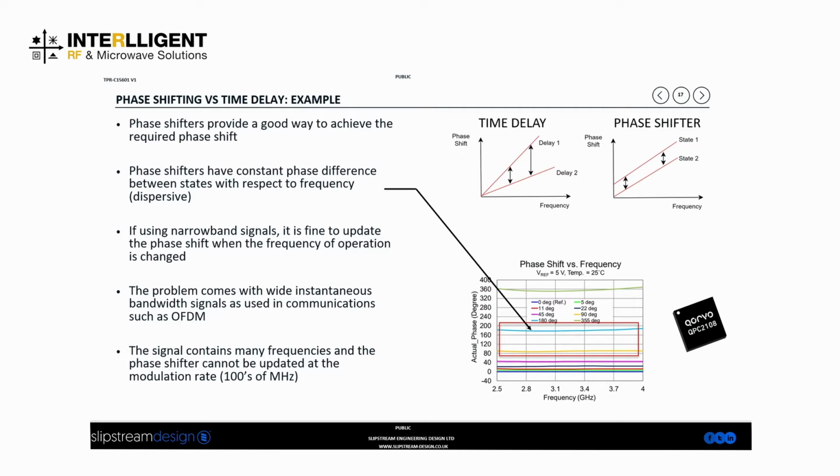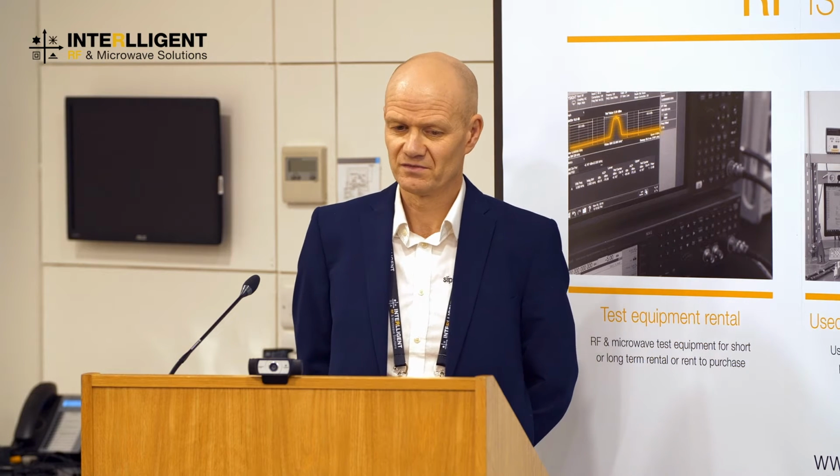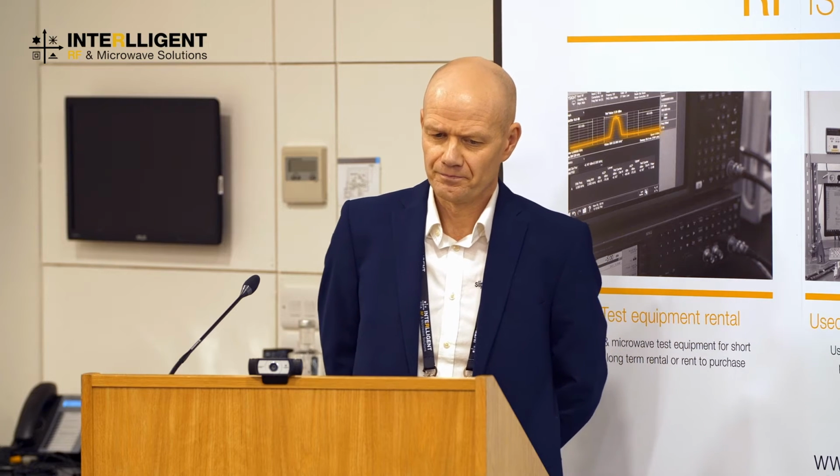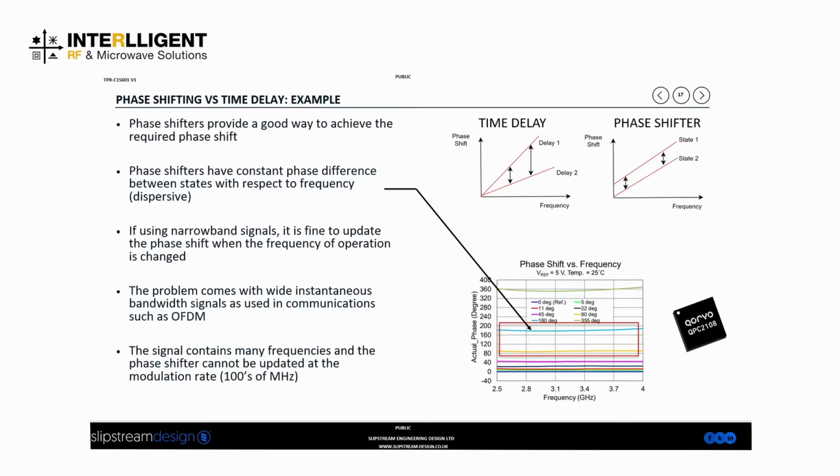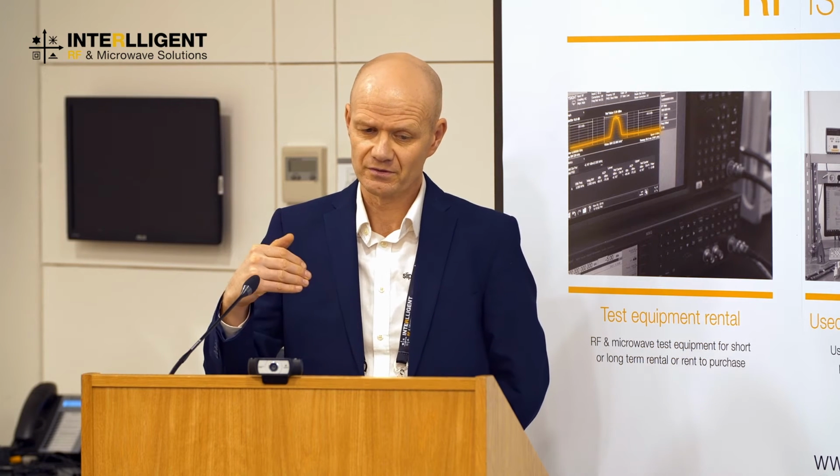The problem with time delays is that they're difficult to implement. It's not easy to have an array of, say, for example, switched transmission lines. That is one way to do it. A much easier way to achieve a variable phase shift is to use a phase shifter, obviously. But phase shifters have, as you can see in this plot in the top right here, the time delay. That's a visual representation of what I've just talked about. The phase shift between the two elements as you increase in frequency diverges. But with a phase shifter, the relative phase between the two states remains constant with frequency.